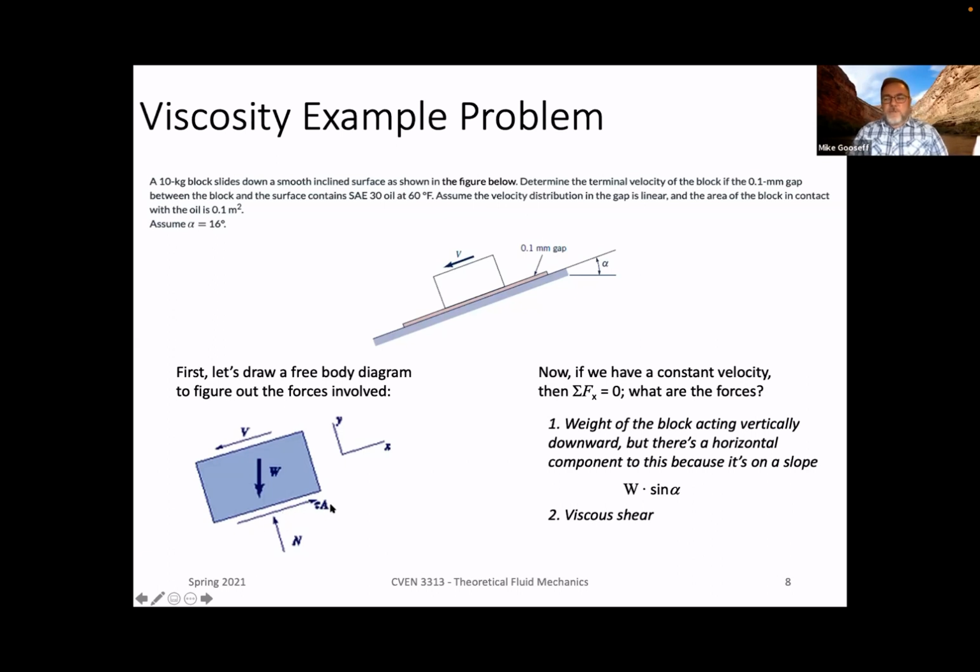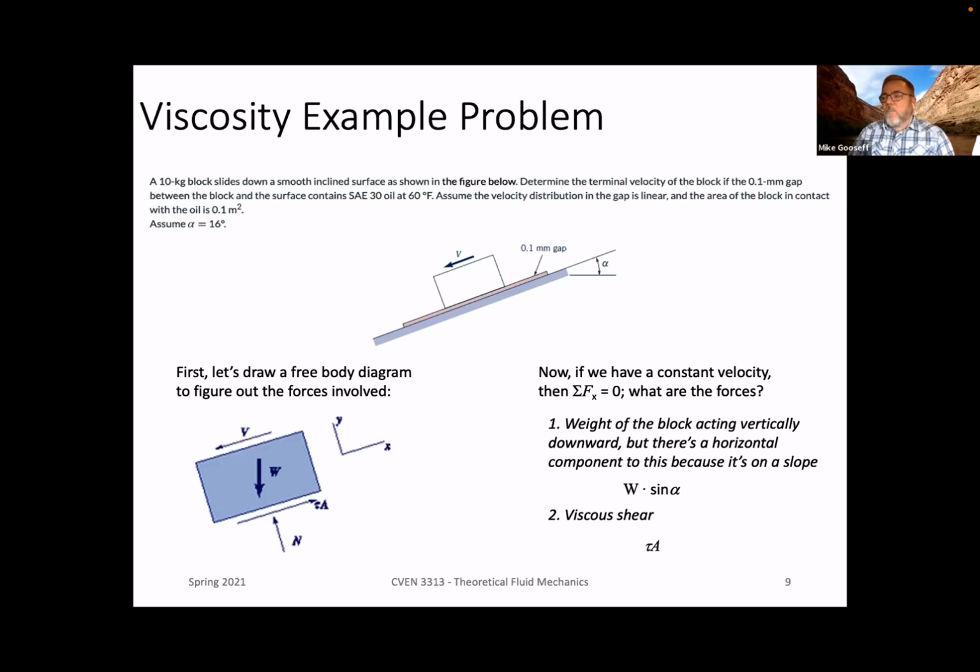The force turns out to be, the shear stress is tau, and a shear stress is always in terms of force per area, all right? So if we take that shear stress and we multiply it by an area, in this case, it's going to be the contact area between the block and the oil, then tau times A will give us the viscous force that is associated with that shear stress, okay? So the viscous shear force then is tau times A, right?